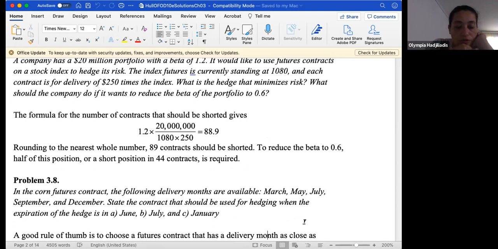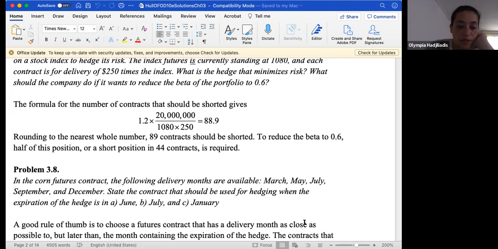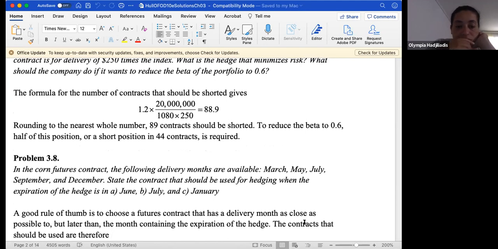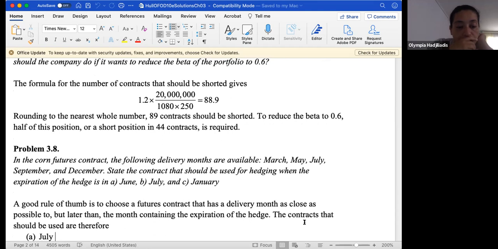If the corn futures contract has the following delivery months available: March, May, July, September, and December, state the contract that should be used for hedging when the expiration of the hedge is June, July, and January. So a good rule of thumb is to choose a futures contract that has a delivery month as close as possible, but later than the month containing the expiration of the hedge.